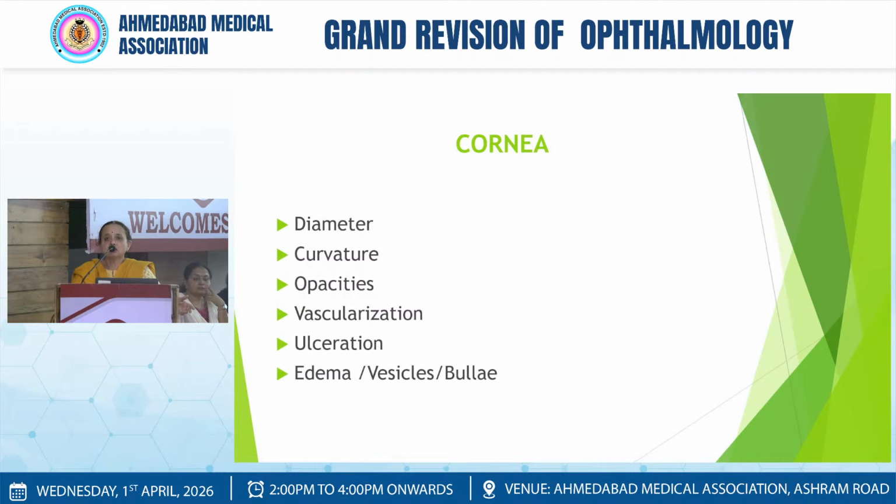Presence of corneal ulcers. Patient can have a bacterial keratitis, a fungal keratitis or a viral keratitis. And presence of corneal edema may hamper the transparency of the cornea and reduce the visual acuity.